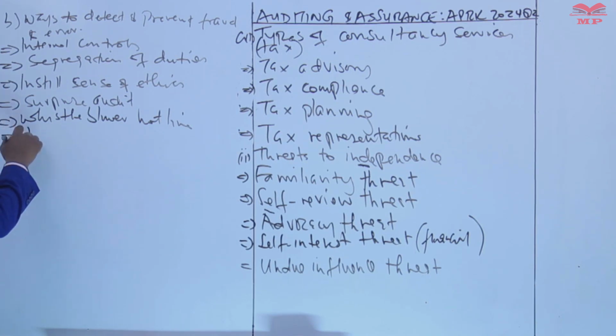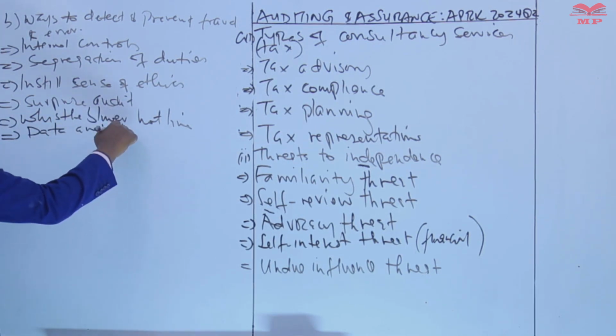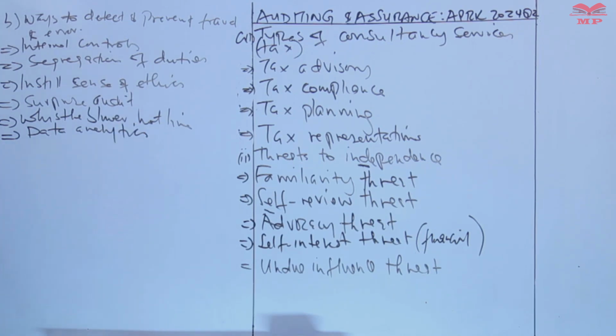Another way is data analytics. Taking advantage of technology, utilizing data analytics tools. These tools can help to monitor transactions and identify patterns or even anomalies that may indicate fraudulent activity. And that can involve analyzing large volumes of data to spot unusual events or deviations from expected norms. Data analytics tools, candidates, can help to a great extent in detecting and preventing fraud and errors.